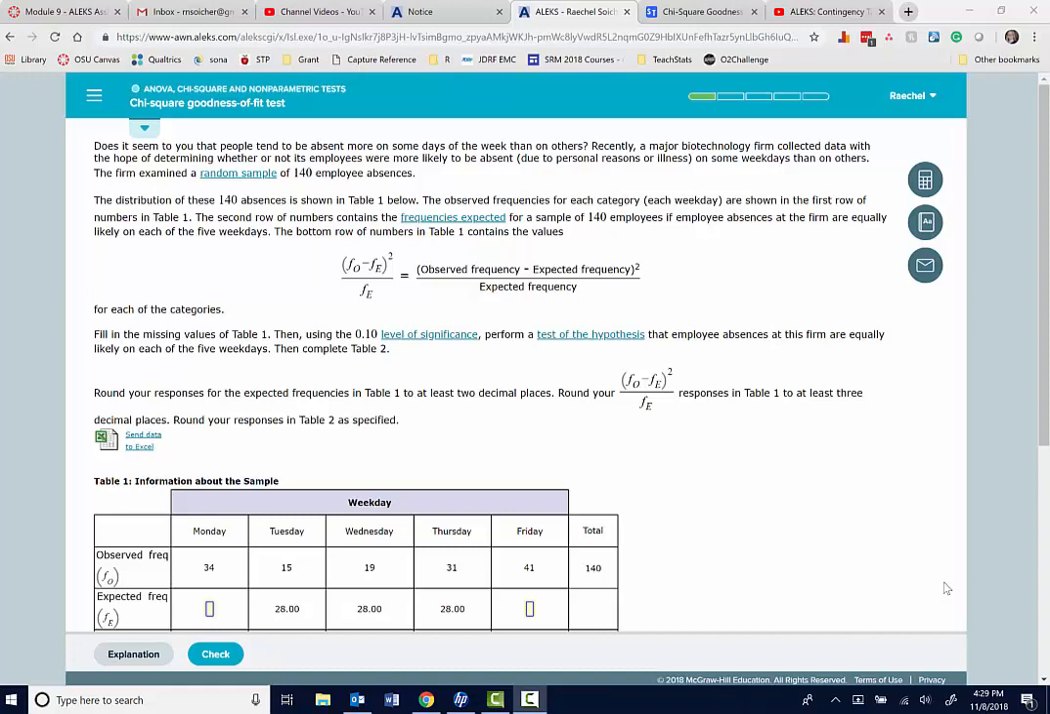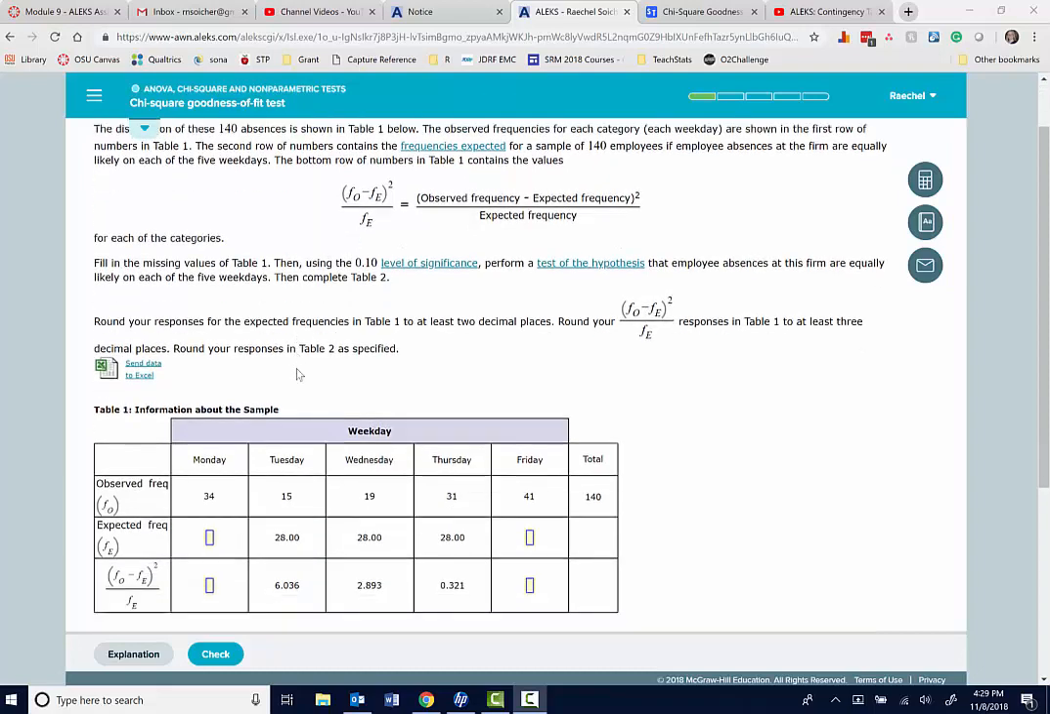What we expect to be the case, it says here, is that the first row shows the distribution from the sample across the 5 days. The second row in the table contains the expected frequencies if absences at the firm are equally likely on each of the 5 weekdays, which means 20% for each of the 5 days. So 100 divided by 5 is 20. So our first job is to calculate the missing expected frequencies that are in the table.